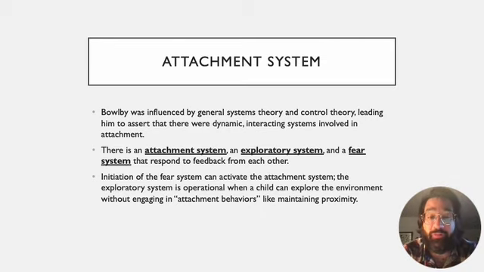The exploratory system, which we could say is related to the seeking circuit that we just discussed, is operational when a child can explore the environment without engaging in attachment behaviors like maintaining proximity. So the exploratory system is really what's going on when the child starts to feel more independent and can move about and explore their environment without needing to cling to mom, right? That's actually a really good sign of emotional development, when a child can start exploring without needing mom there. It starts to build some confidence. Again, if we go to Erik Erikson's psychosocial stages of development, this is now getting into that stage where children feel like their self-esteem is boosted by exploring and playing in their environments.